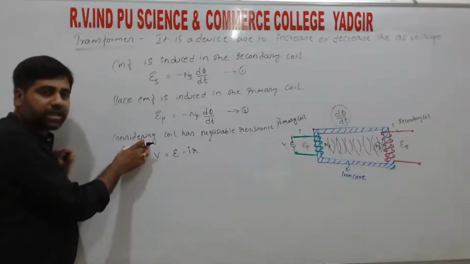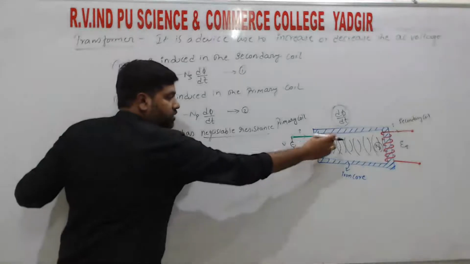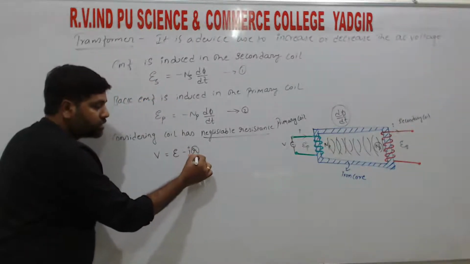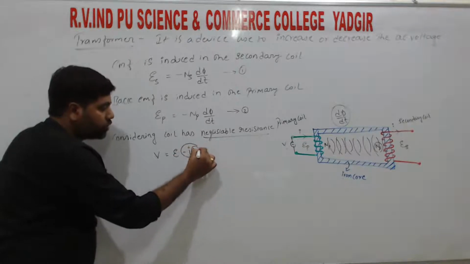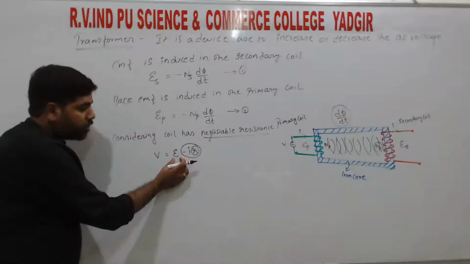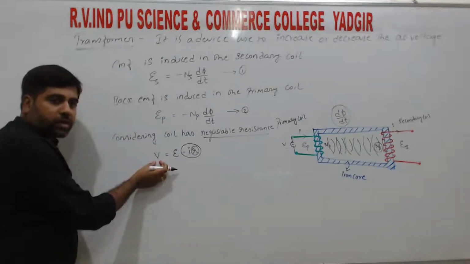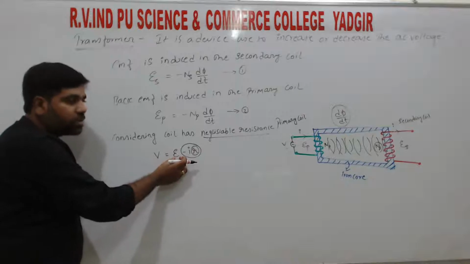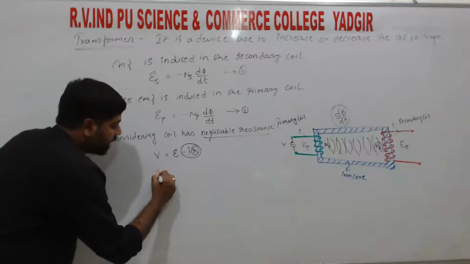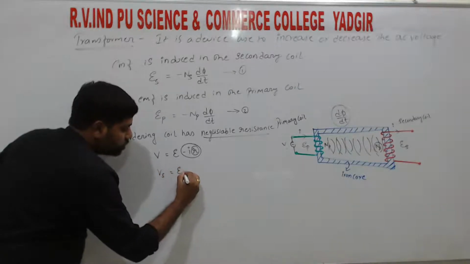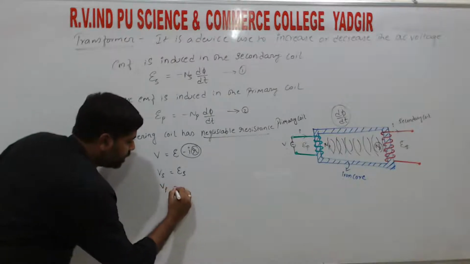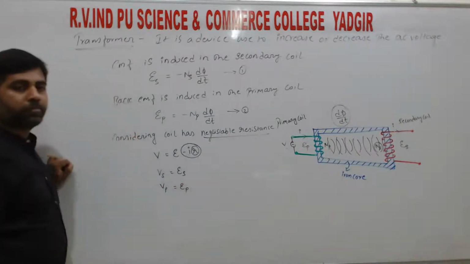So we consider such a case that there is no resistance in these two coils, right? That means the resistance is 0, so I into R is 0, and this voltage drop term becomes 0, right? So the EMF produced across the secondary coil is equal to the voltage across the secondary coil. The EMF produced across the primary coil is the voltage across the primary coil. So from this we can write Vs is equal to Es, and also Vp is equal to Ep.